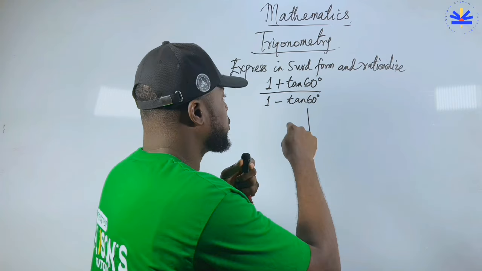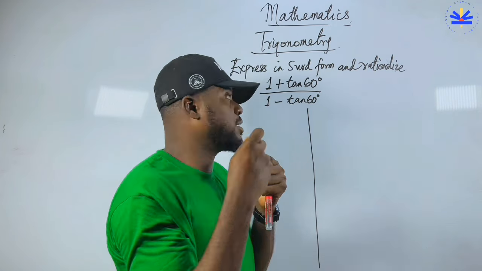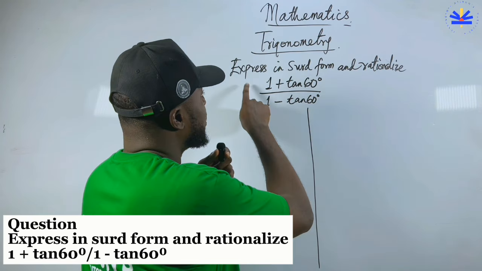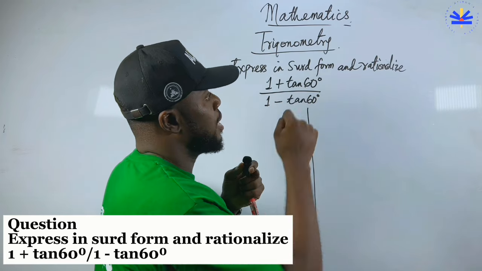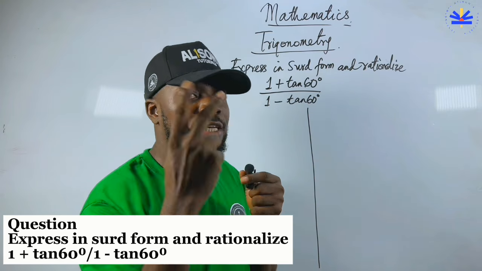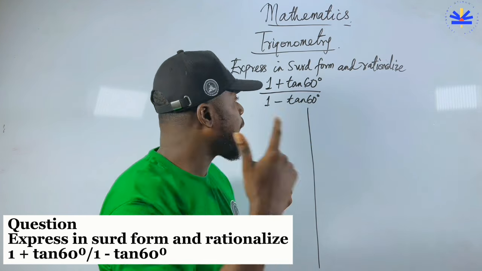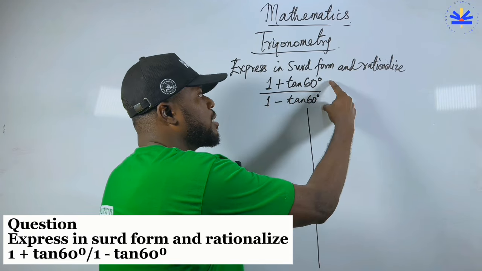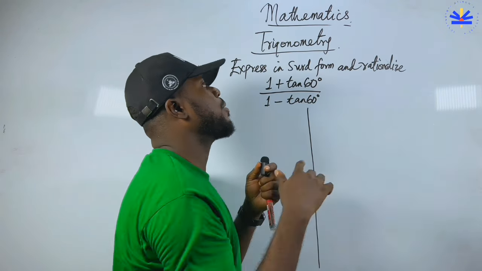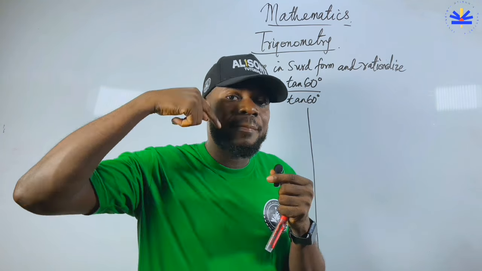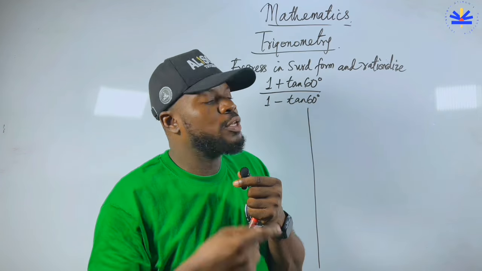The first thing we are going to do is express them in short form and rationalize. How do I want to express this one in short form? This one is in degrees. How do I want to do it in short form? If you don't get the primary knowledge I want to teach you now, you will not be able to do it.